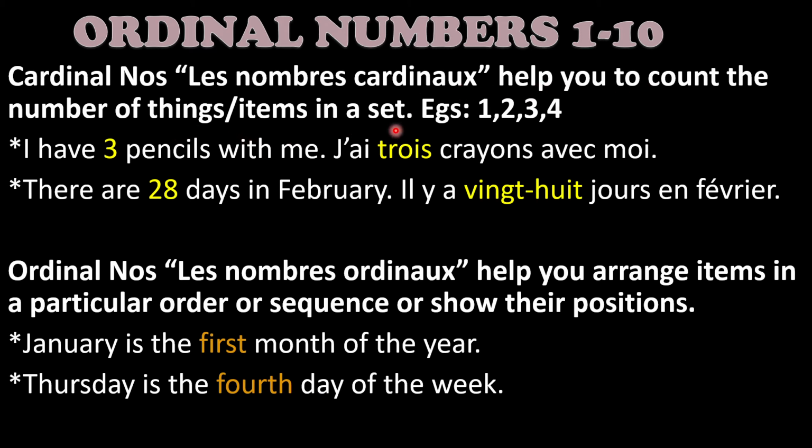That is your 1, 2, 3, 4. So you can say there are 50 students in my class. There are 5 trees in the garden. You're counting things in a set, right? So the numbers which help you count in a set are called cardinal numbers. For example, 1, 2, 3, 4. So I have 3 pencils with me. You're counting the number of pencils, right?